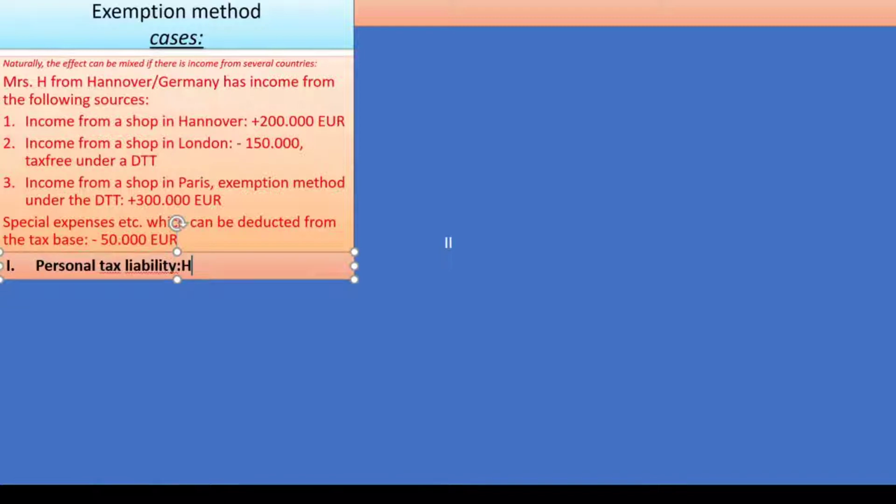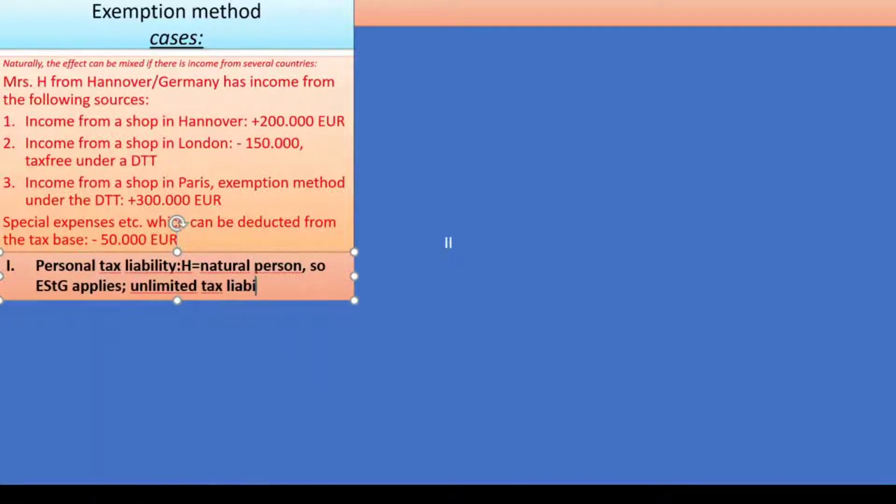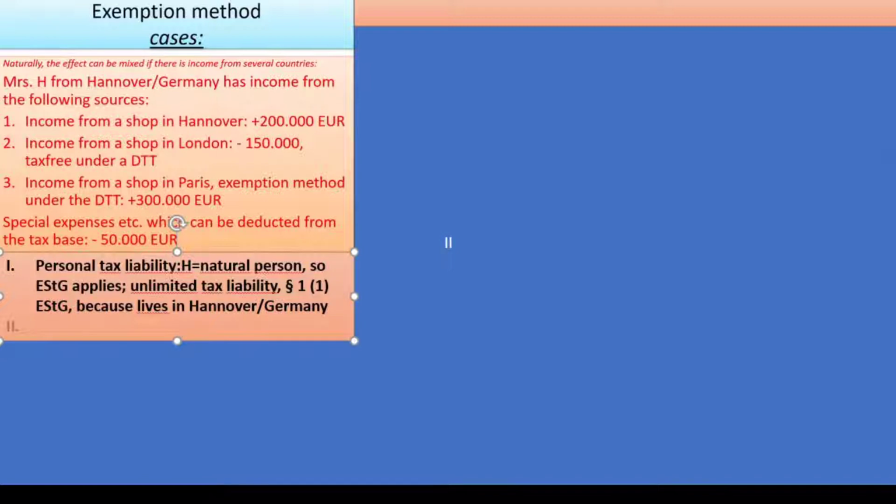H is a natural person, so ESTG applies. We have to deal with unlimited tax liability, paragraph 1.1 ESTG, because H lives in Hanover, Germany. So the worldwide income is tax relevant. Now let's check the events.